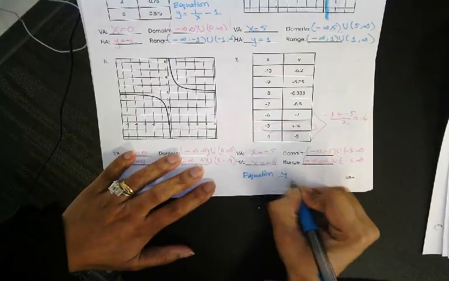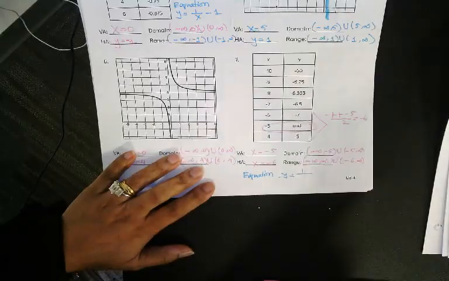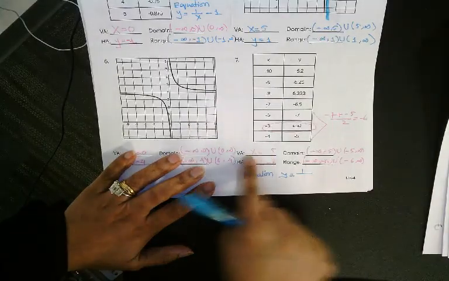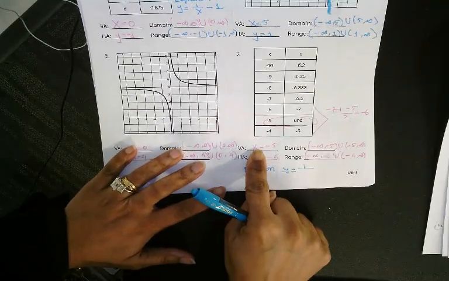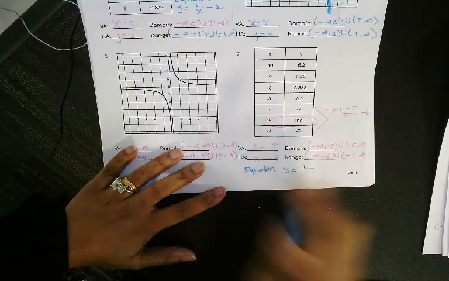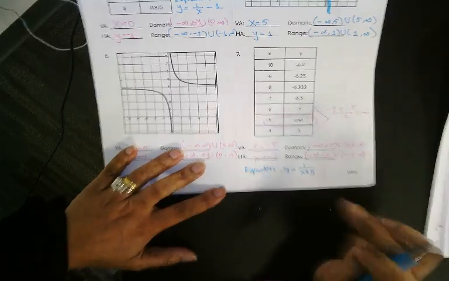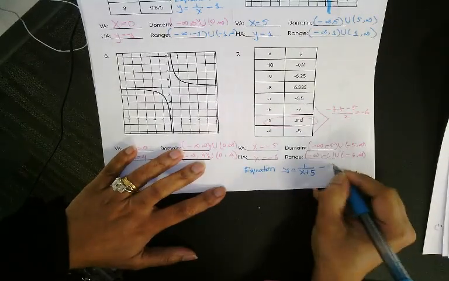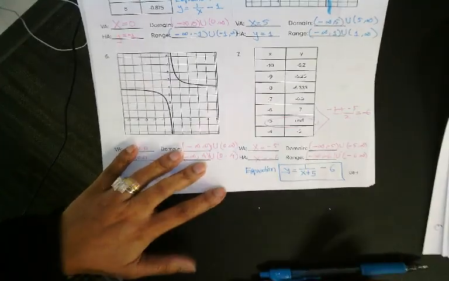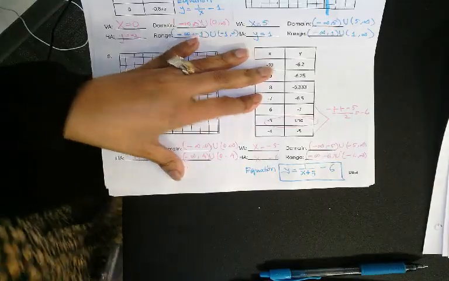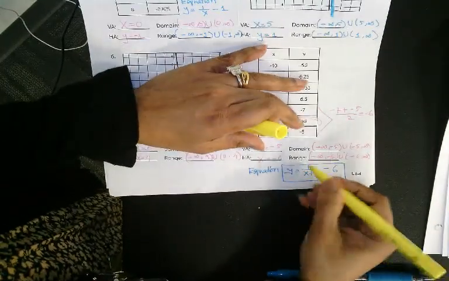It's going to be y is equal to 1 over, since I have a horizontal shift, how do I write the horizontal shift? X plus 5. And what will be over here? Minus 6. That's going to be your equation. That's what I wanted to mention. This is a very unique thing that happens whenever you are dealing with these ones.